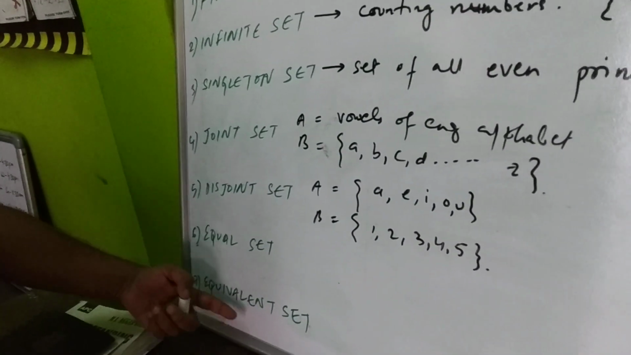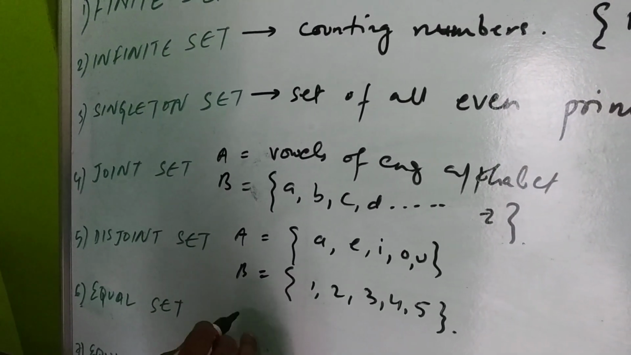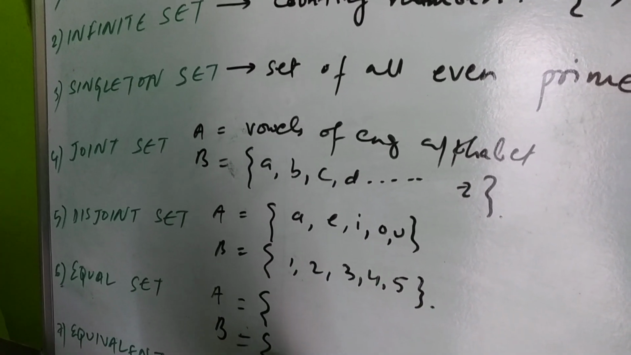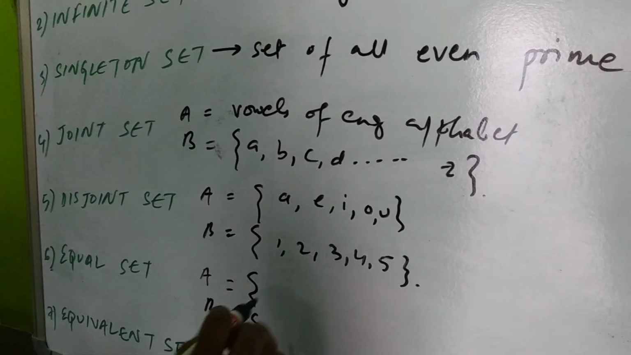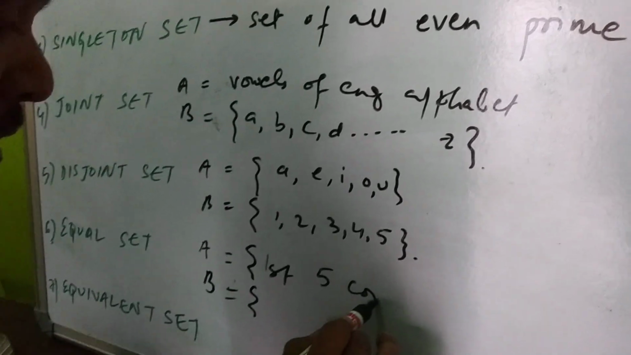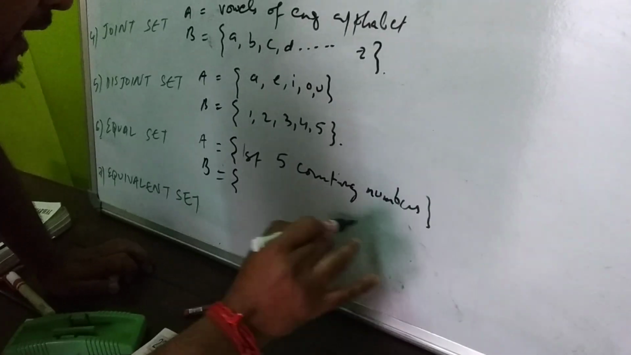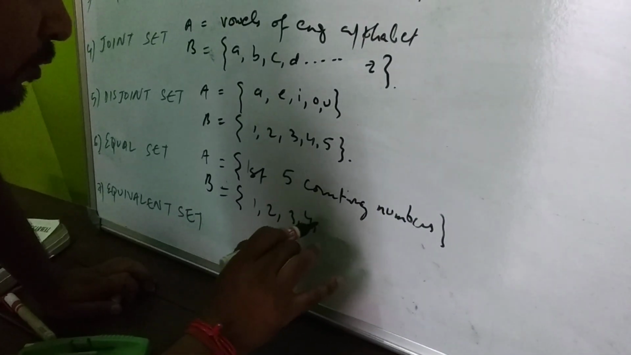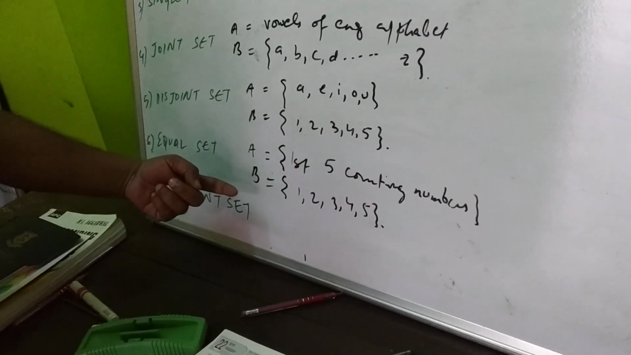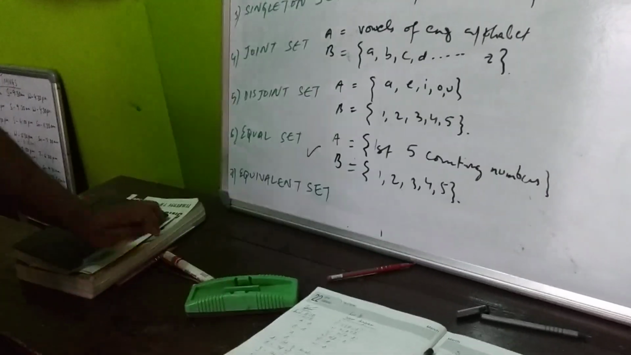Now equal and equivalent. Now they are two different types of sets. So in equal sets, the two sets talk about the same elements in different ways. Let's say first 5 counting numbers. Which are the first 5 counting numbers? We know they are 1, 2, 3, 4 and 5. So let that be set B. So the elements of set A indirectly 1, 2, 3, 4, 5. Elements of set B 1, 2, 3, 4, 5. Exactly the same elements. They are called equal sets.